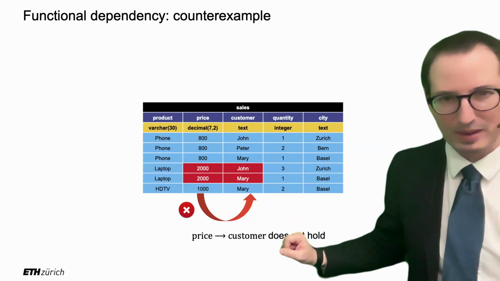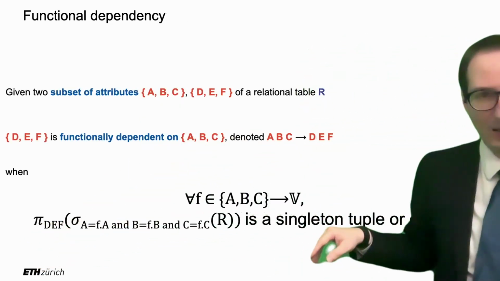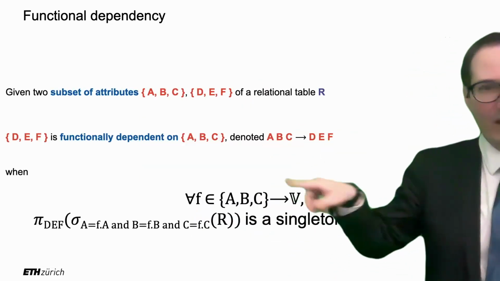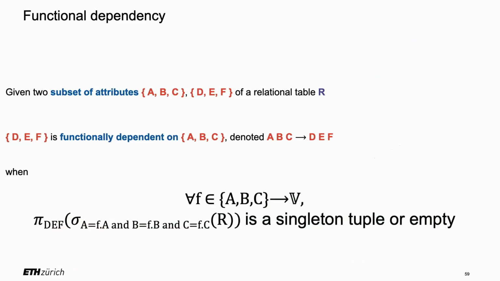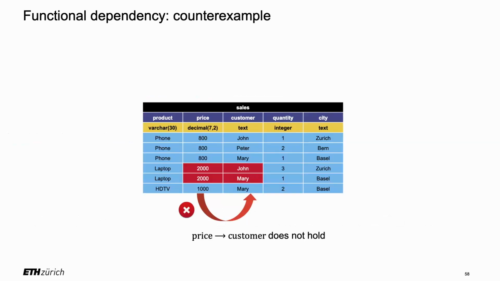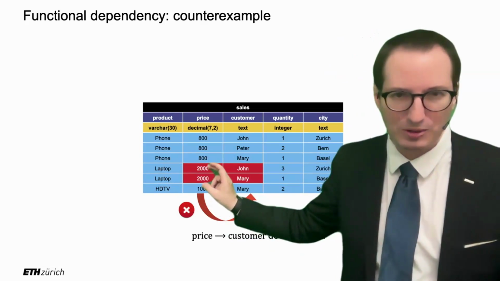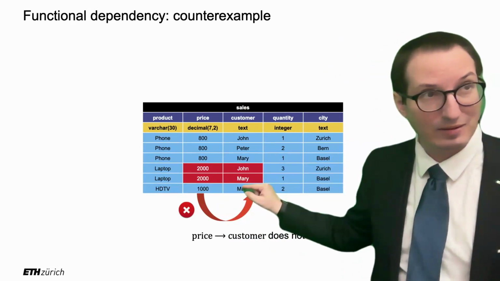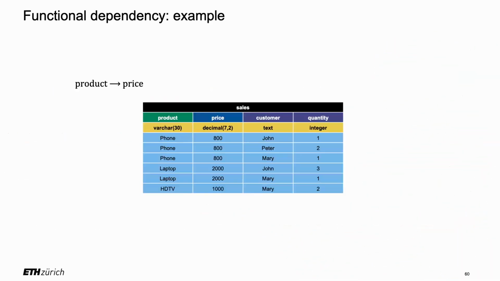So if I select and then I project to the attributes that I want to see if they match. So here I would take these two, then project to customer. Then if I have a functional dependency, what I should get after this selection and this projection is either a single value or nothing, right? Now you see in that case, if I select on a specific value of the price, for example, 2000, and then I project on customer, I get two values, John and Mary, right? So it means the functional dependency doesn't hold. It has to be just one value or nothing.